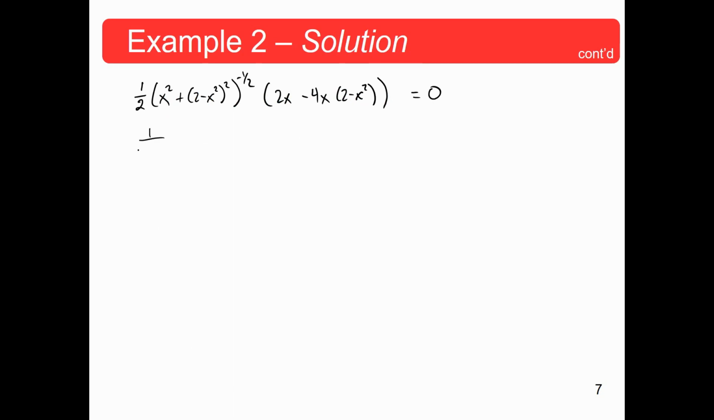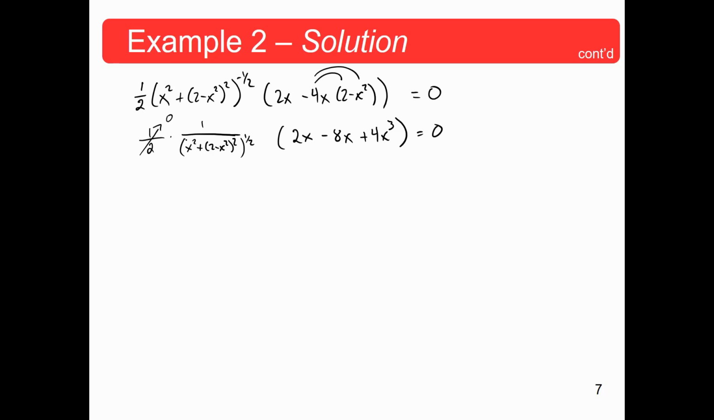So let's look at this. This is 1 over 2. I'm going to take that to the bottom times 1 over x squared plus 2 minus x squared squared to the positive 1/2, right? I just took that negative exponent and took it to the bottom. And then here I've got 2x minus 8x plus 4x cubed equals 0. You see how I just distributed that? All right, 1/2 can never be 0. So I ignore that.